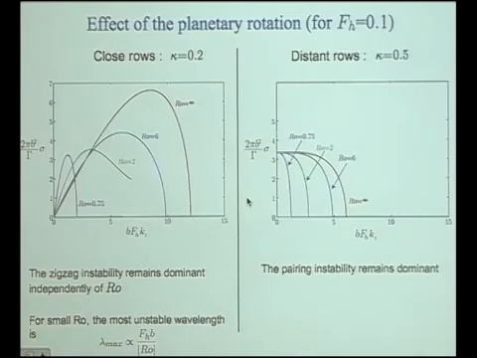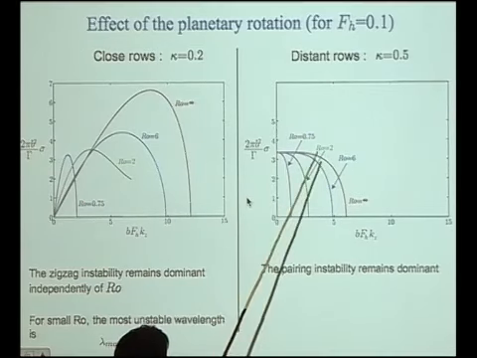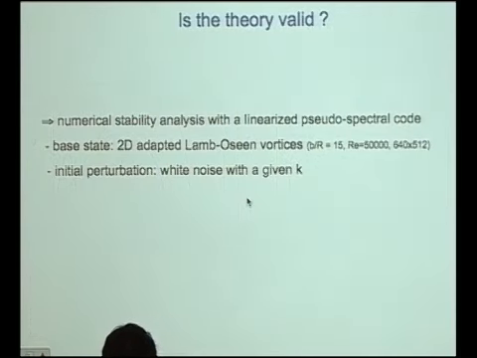The most amplified wavenumber decreases with the Rossby number, and for small Rossby number the most unstable wavelength becomes inversely proportional to the Rossby number. So this is what we expect from the quasi-geostrophic theory. And again, when the spacing ratio is large, the pairing instability remains dominant.